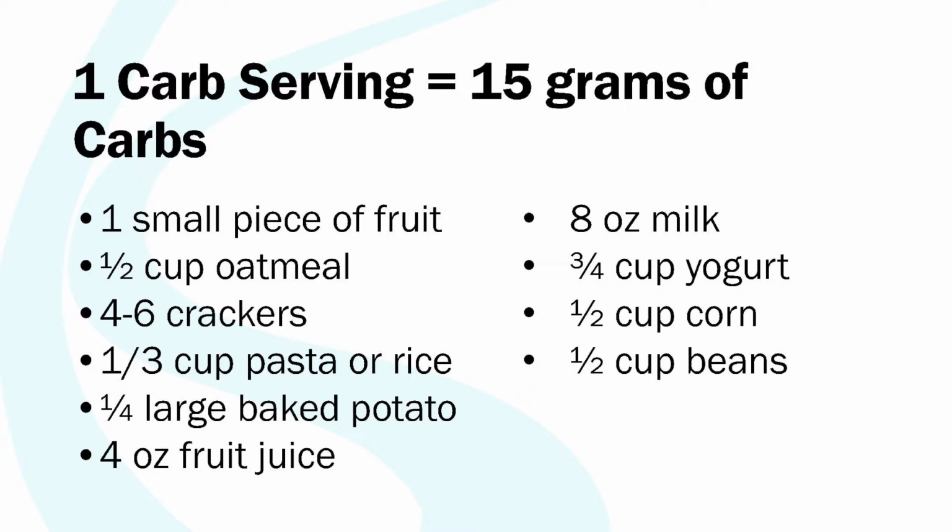You can see a list here. Some common standard serving sizes are 1 small piece of fruit, half of a cup of oatmeal, 1/3 of a cup of pasta or rice, or 8 ounces of milk. Now, this doesn't mean that you're only allowed to eat 1/3 of a cup of pasta or rice at a time, but it does play a role in carb counting and tracking serving sizes.